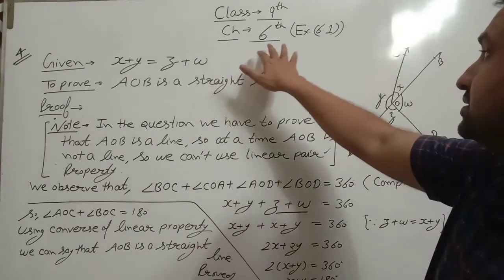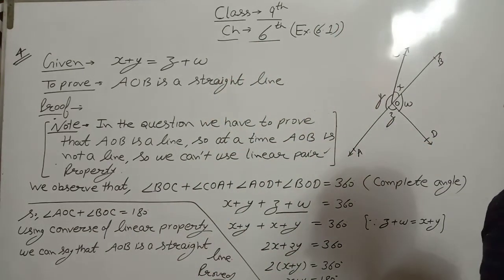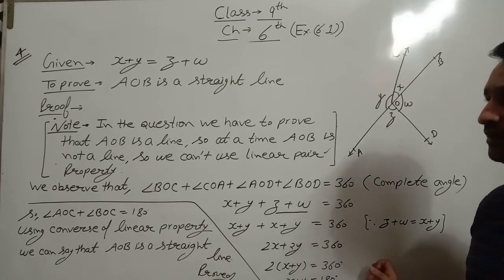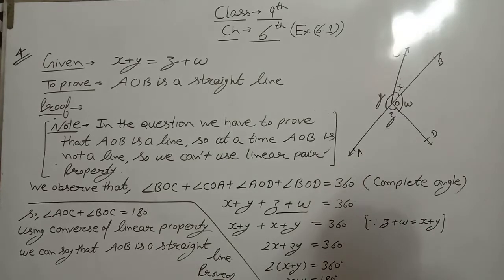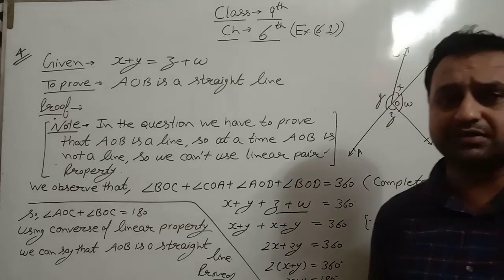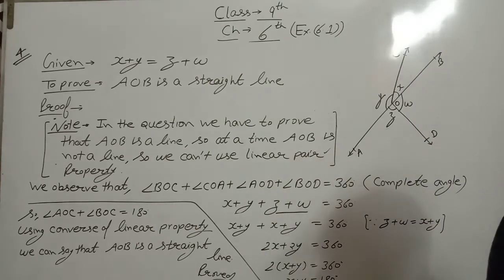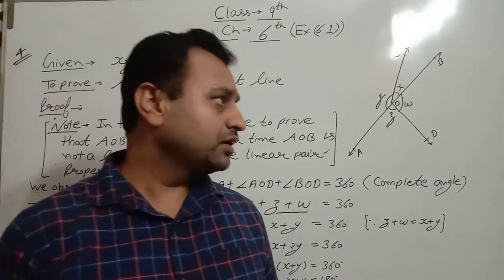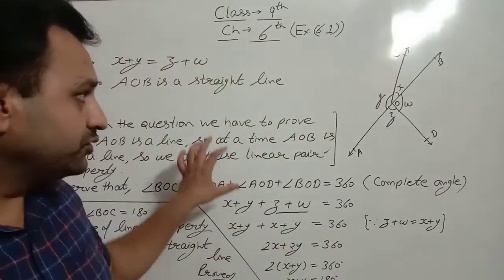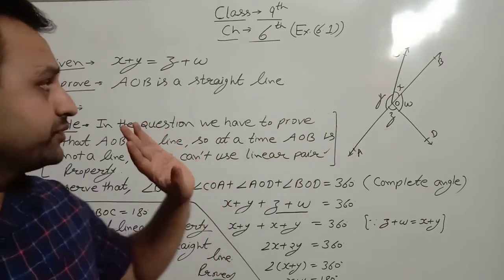Class 9, Chapter 6, Exercise 6.1. In the exercise, we have already done question number 1, 2, and 3. And the basics of this chapter we have already done, in which we studied linear pair angles, adjacent angles, complementary, supplementary, alternate interior, co-interior, vertically opposite angles, and so on. These definitions, repeat and revise again and again.